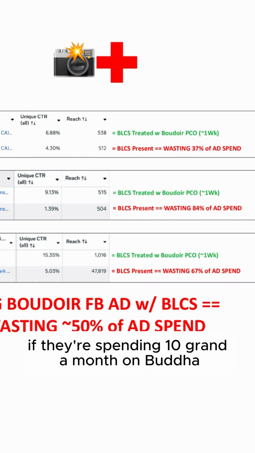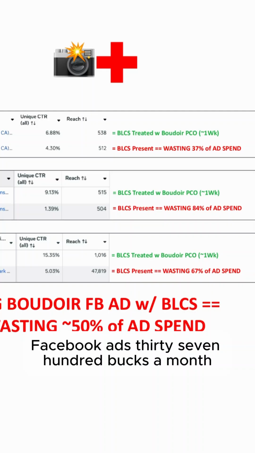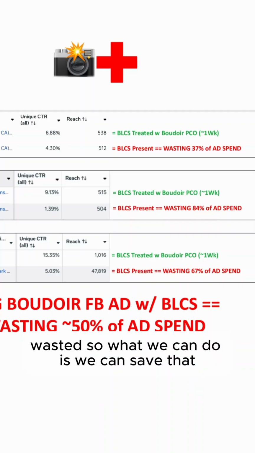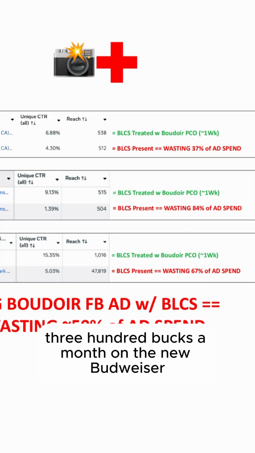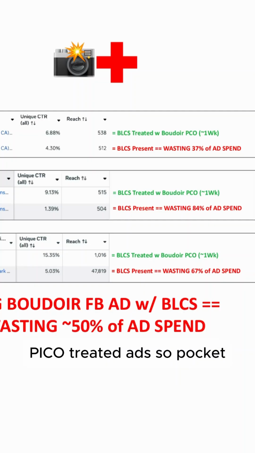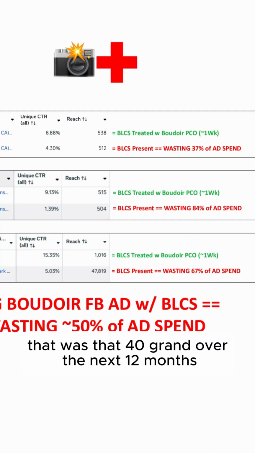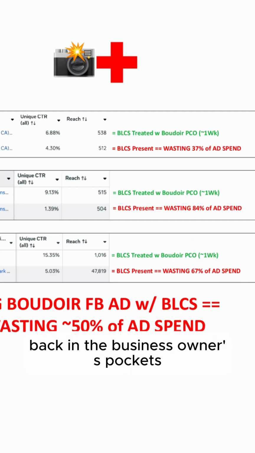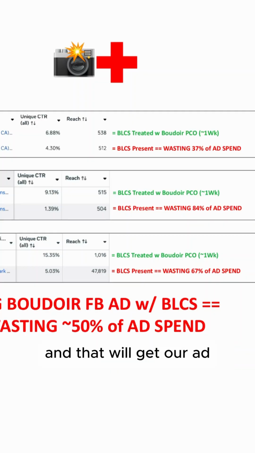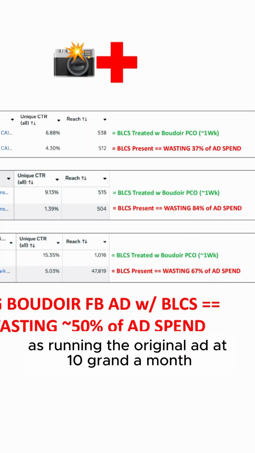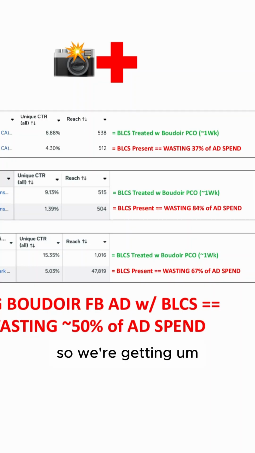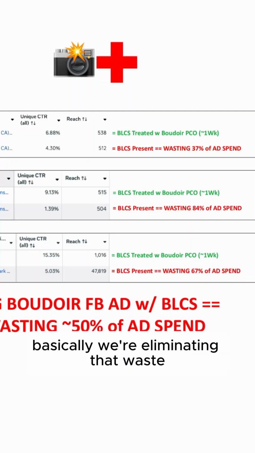If they're spending 10 grand a month on Boudoir Facebook ads, 3,700 bucks a month, every month, is being wasted. So we can eliminate that wasted ad spend and only spend 6,300 bucks a month on the new Boudoir Pico treated ads. Pocket that, what's that, 40 grand over the next 12 months, kind of phantom profit back in the business owner's pockets. And that will get our ad into the same number of women's brains as running the original ad at 10 grand a month.